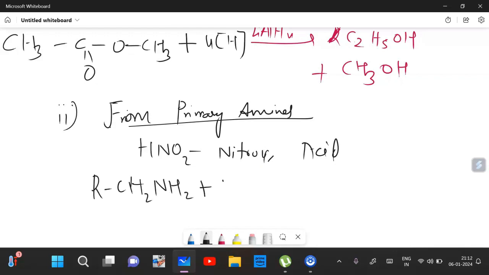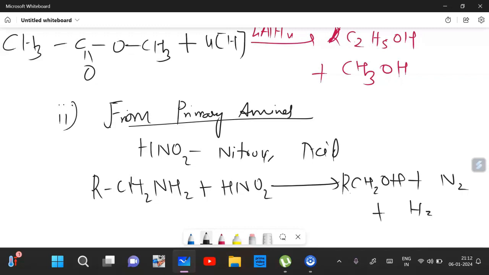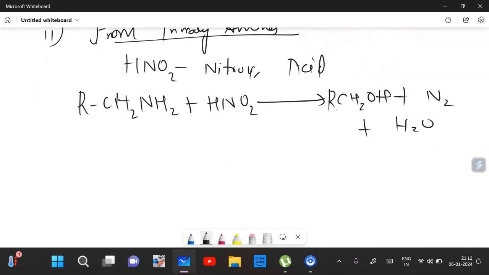React with HNO2, nitrous acid, to give RCH2OH plus N2 gas released plus H2O released. So in this method, from primary amines in the presence of nitrous acid, it will give the alcohol.